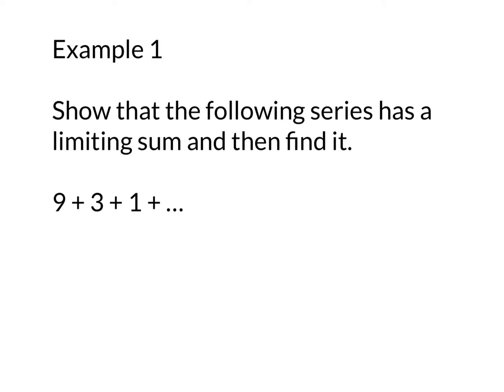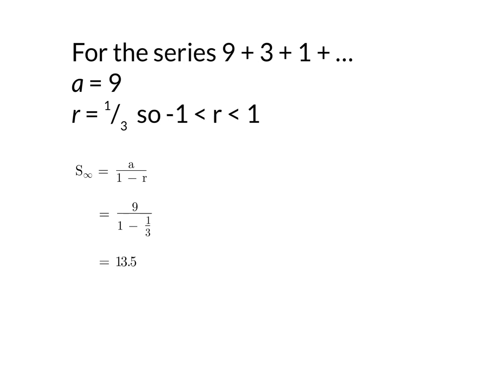For our first example, show that the following series has a limiting sum and then find it. So 9 plus 3 plus 1. For the series, a, the first term, is equal to 9, and the ratio is 3 over 9, which is a third. Because that's between minus 1 and 1, it's a limiting sum. Using our formula, the sum equals a over 1 minus r, which is 9 over 1 minus a third, which is 13.5.